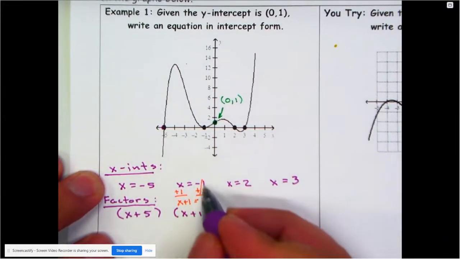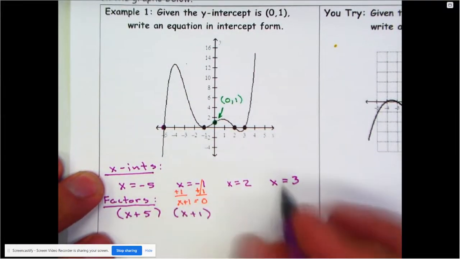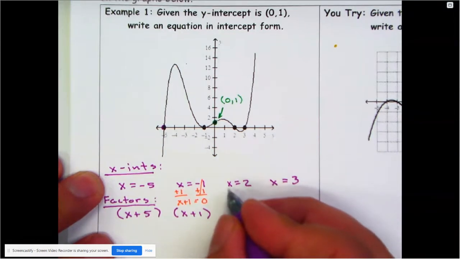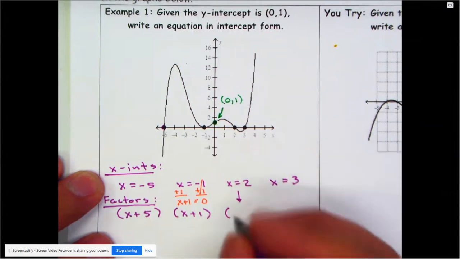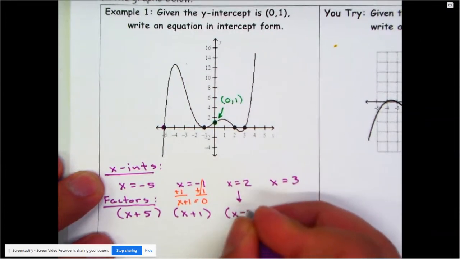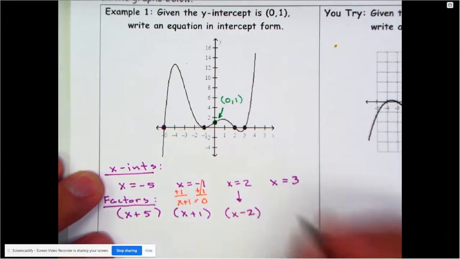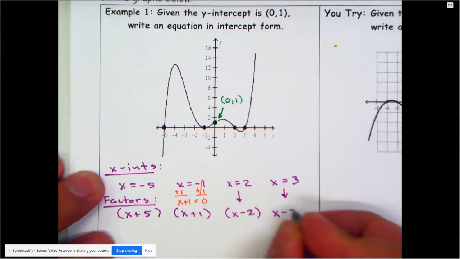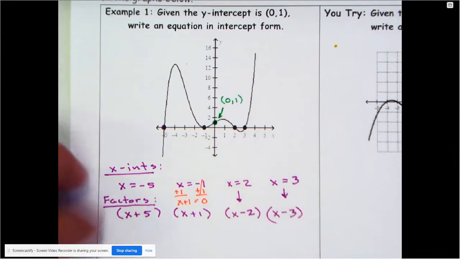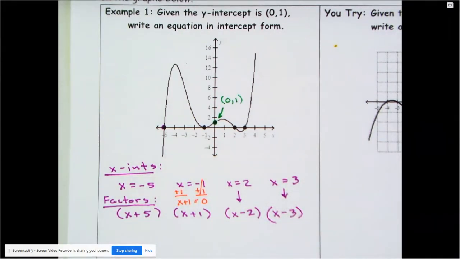So that's what I'm saying. We can always just add it back to the other side. Here, I would subtract the 2 to the other side. That's why my factor that x equals 2 came from was x minus 2. And then my fourth factor here, if it says x equals 3, subtract the 3, so it's x minus 3 again. So we have the 4 factors ready to go.